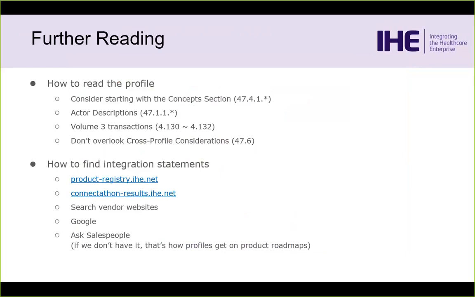And if you're out looking for integration statements, and this applies to all profiles, there's a product registry, which is hit and miss populated. The Connectathon results are pretty comprehensive. You can search vendor websites. Google is your friend. And please ask our salespeople.